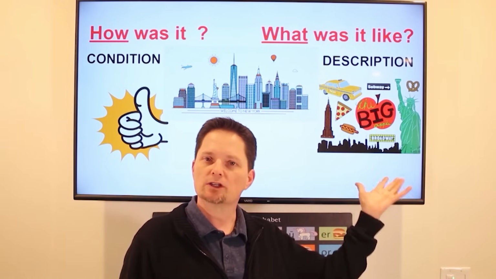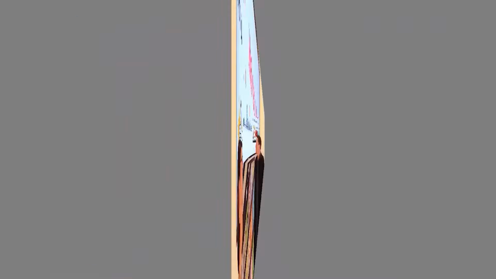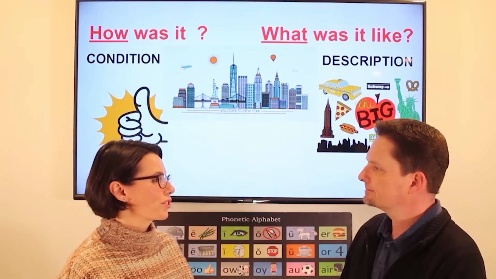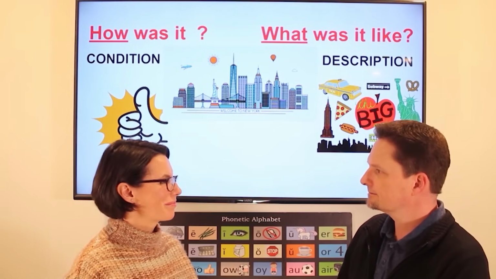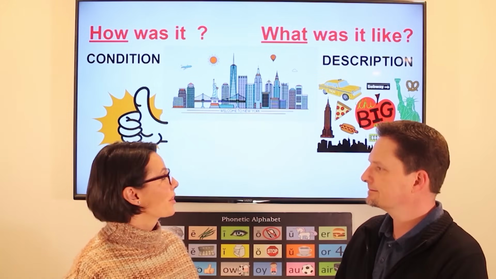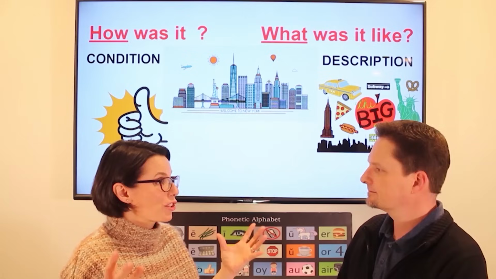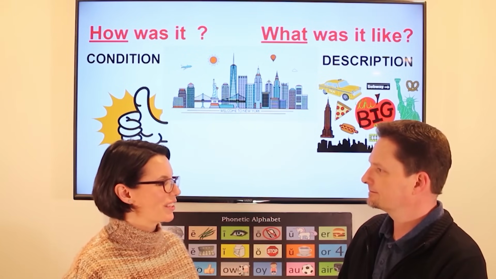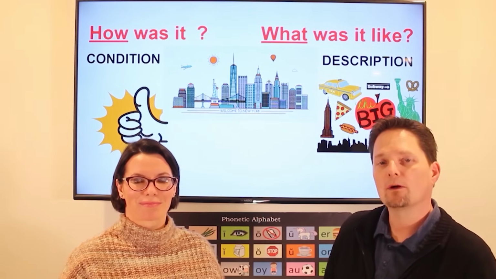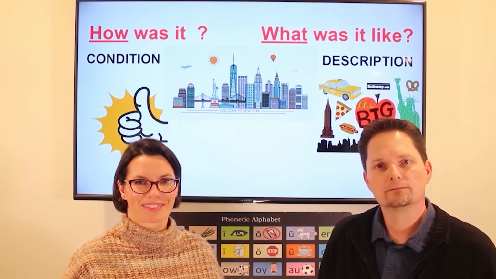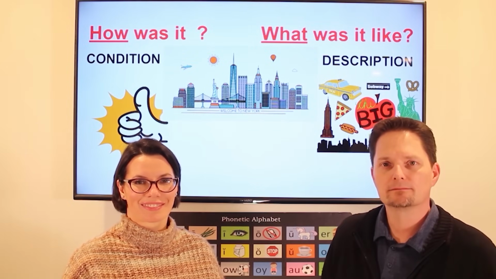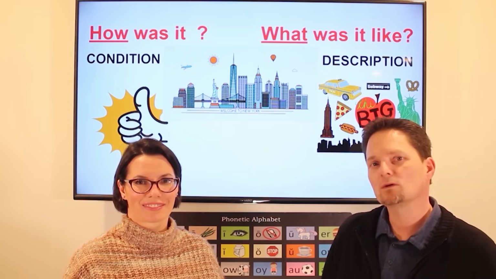Oh, I went to New York. It was a big city. We had a lot of fun. More information, use the question, what was it like? Where did you go on vacation? I went to New York. How was it? It was great, and it was my first time. What was it like? We had a lot of fun. The buildings are huge. The food is great. It was fun. You went on vacation. Where did you go? How was it? What was it like?